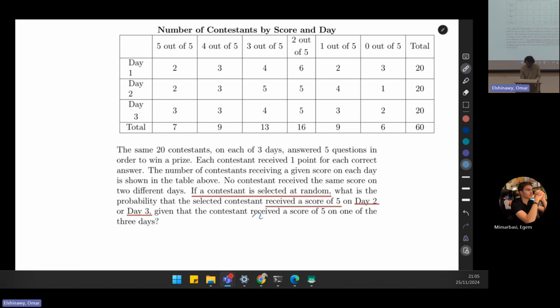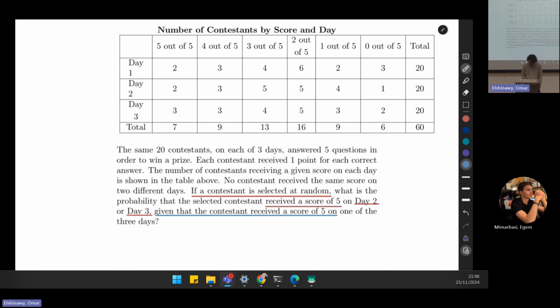So there is a precondition, which is in blue. Now this is about conditional probability. You would expect it. And so I think with this precondition, we need to look at the pool of all the students who received a score of 5 in one of the 3 days. And from this pool, you would choose the contestant that satisfies whatever criteria is in red. So let's start by doing that.